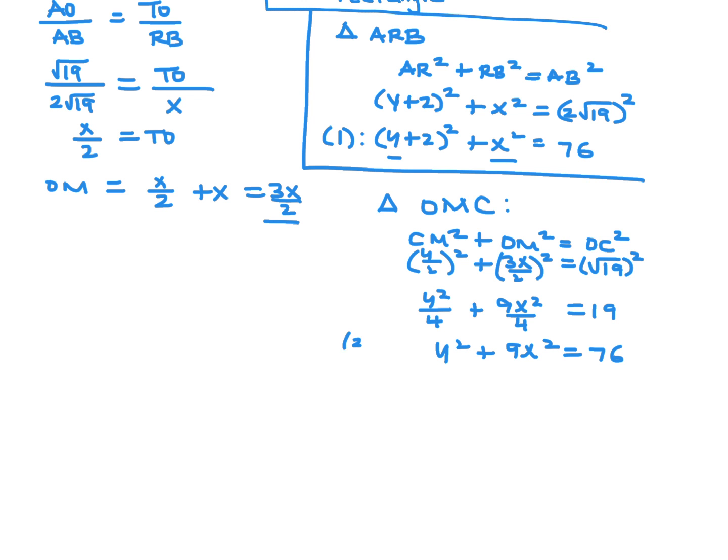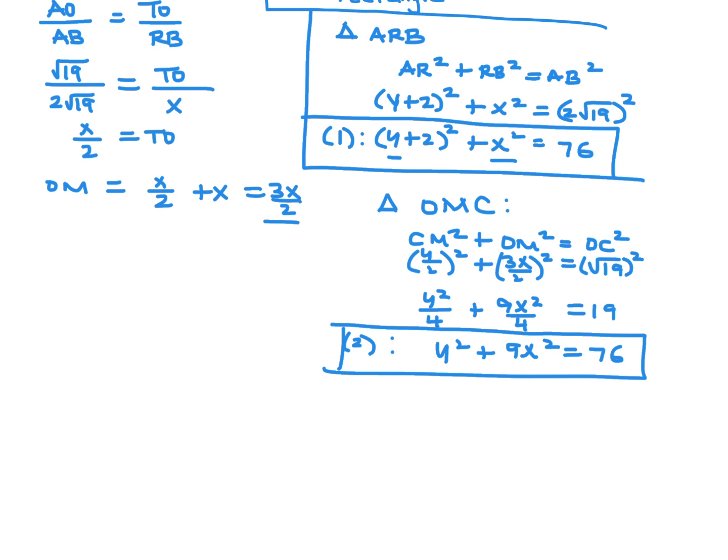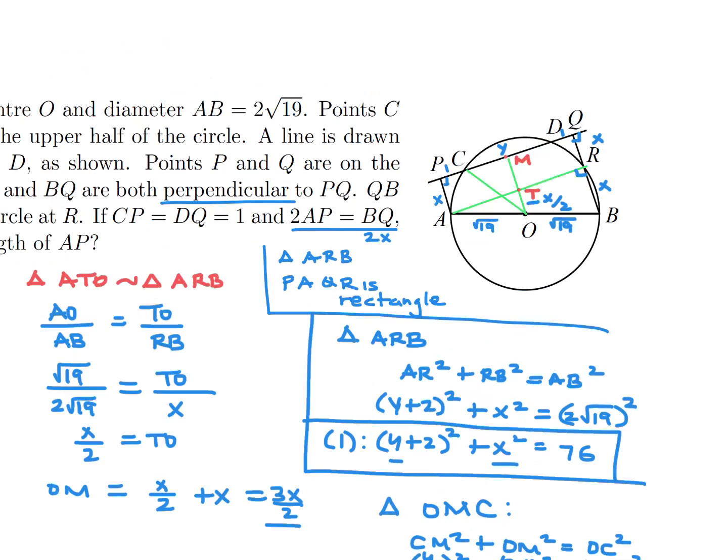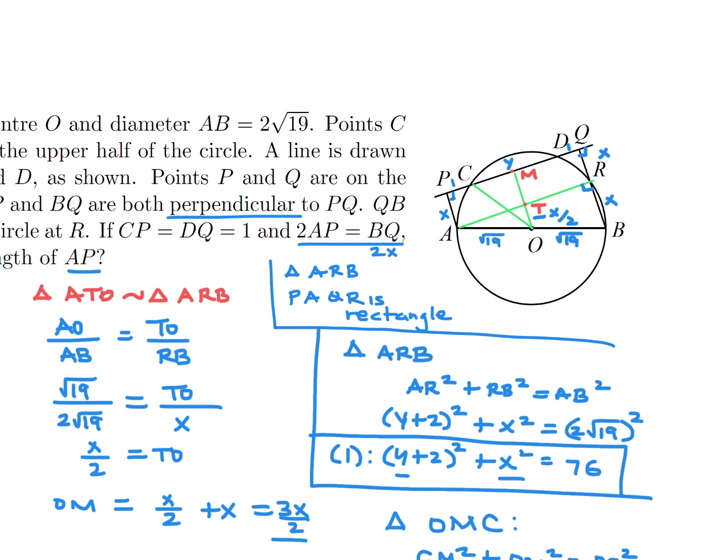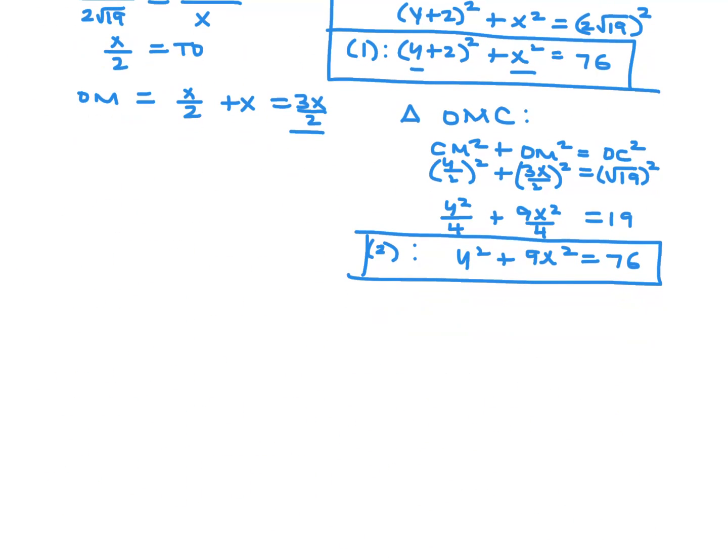Okay, we got equation 2. So we'd use these two equations, and then we'll solve for x and y, and in the end, what are we trying to find? The length of AP. So AP is find x, basically, according to my labeling, which is AP. Okay, all right, so we just have to find x. Okay, so let's do that.